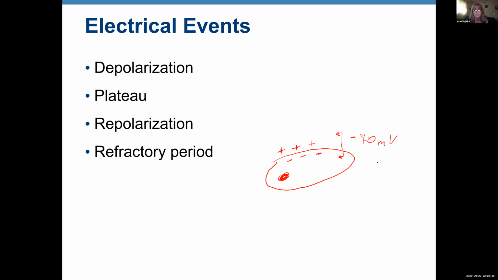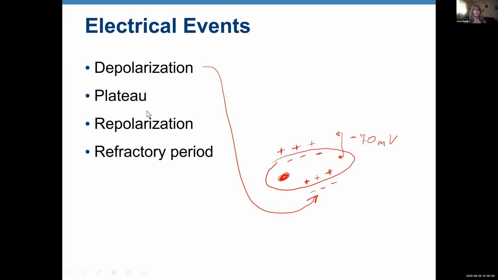Now, what would be depolarization? Depolarization would be when you are moving towards positive inside. So inside became more positive and it became negative outside. So this is our depolarization. And repolarization is back to negative inside, positive outside, right? So those are electrical events.